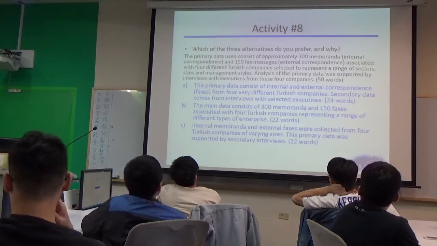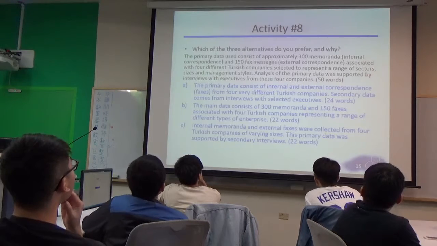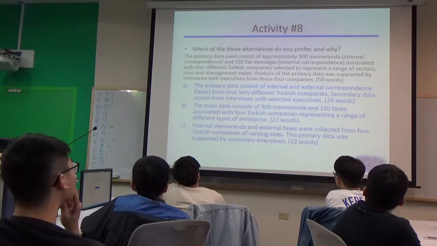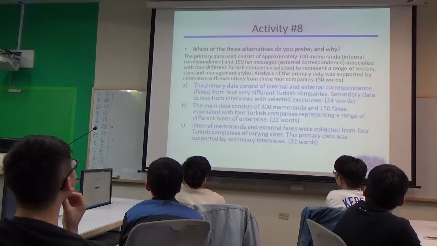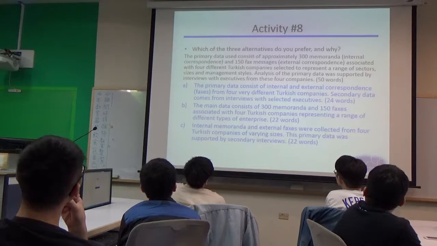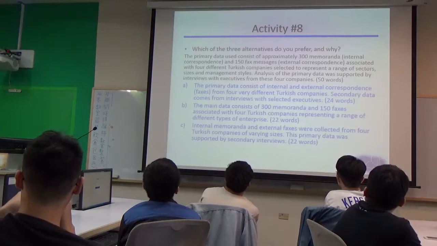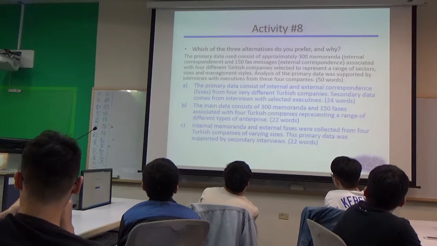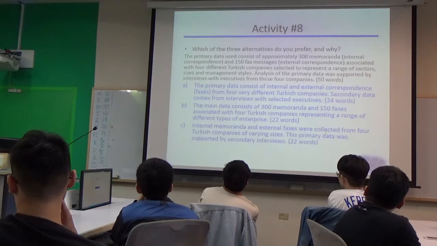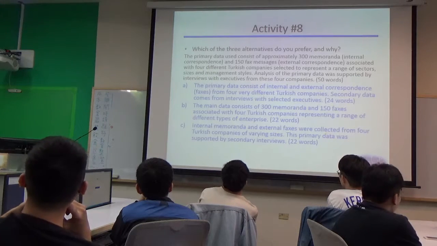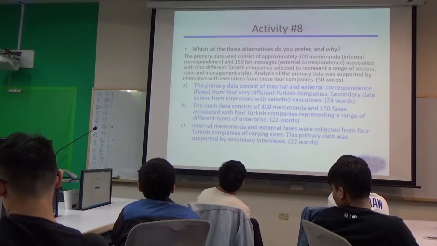Do you know why? For A, okay, talk about B. For B, there is no information from the second sentence, right? Only information from the first sentence. And A and C. I think in A, they don't have a linkage between the first and the second sentence. The second sentence is to support the primary data, and I can only see the support in C, right?